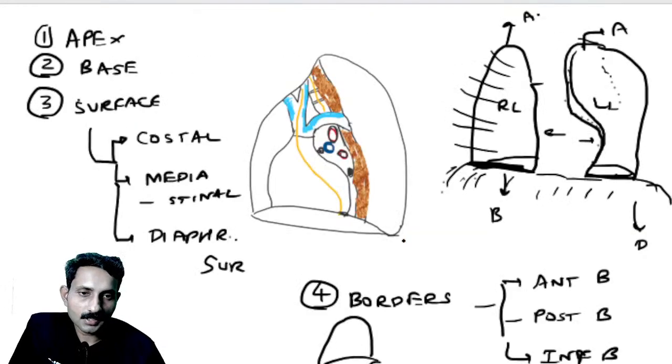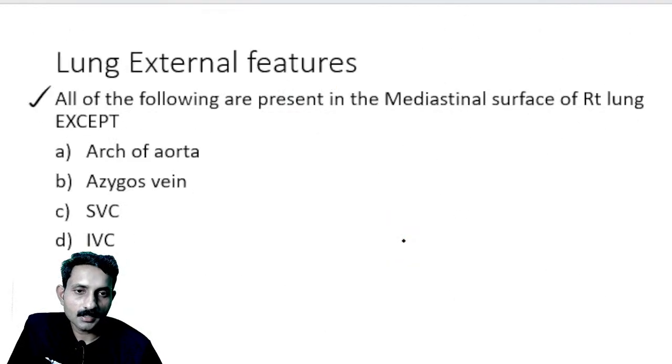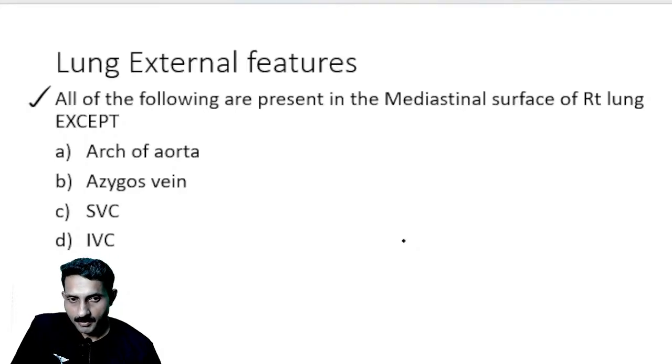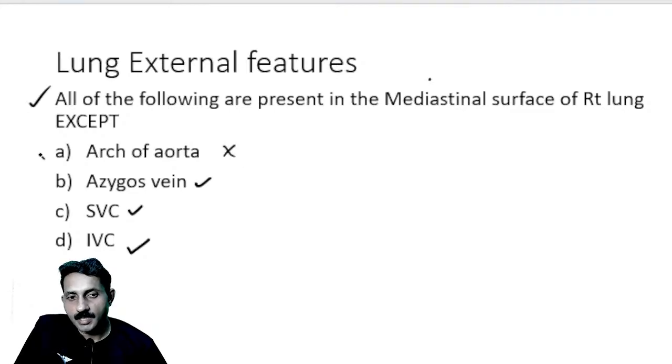Now we'll go back to the question. I think most of you can answer. All of the following structures are present on the mediastinal surface of the right lung except. The right lung is related to what? Right atrium. Am I correct? And for the right atrium, the vascular structures: they have given superior vena cava in the option, inferior vena cava, azygos vein. So all of these structures will open into the right atrium. Arch of aorta is not related. So this is the answer, because arch of aorta will be on the left side.